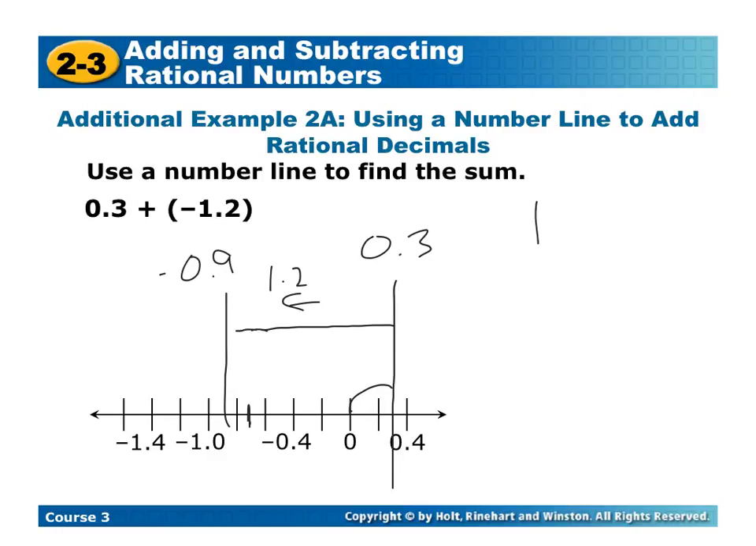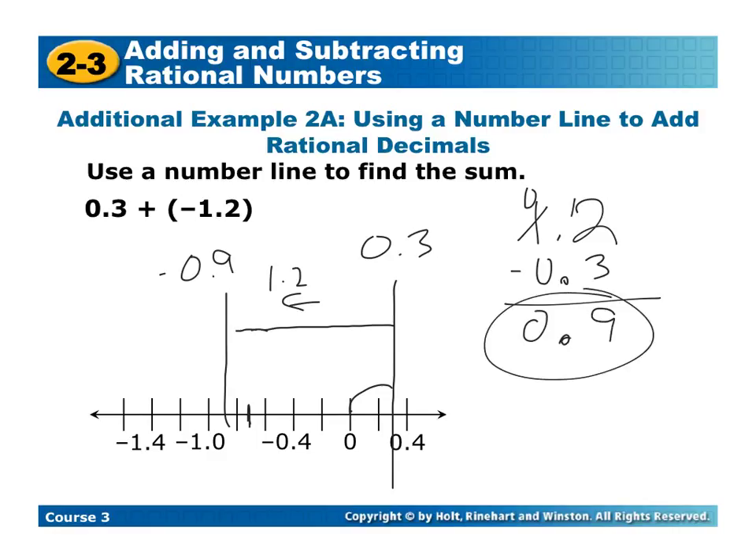Or if we just did it using the algorithm, I'd have 1.2, and even though we're subtracting 1.2 or adding a negative 1.2, remember we're just finding the difference because their signs are opposite. So I'm going to take 1 and 2/10 and I'm going to subtract 3/10. This becomes 12. Bring down my decimal point. 12 minus 3 is 0.9. Our answer is a negative 9/10.